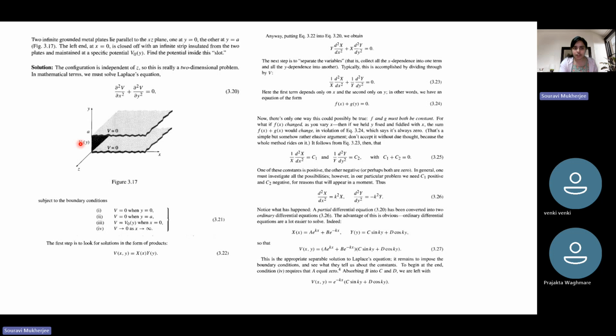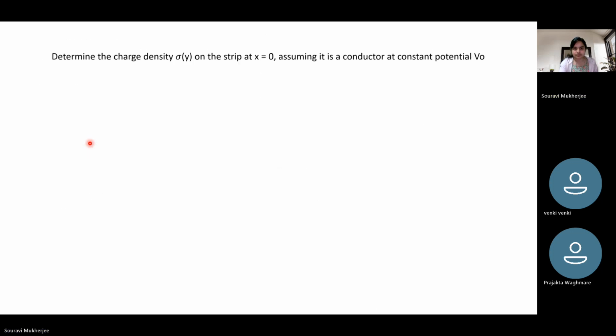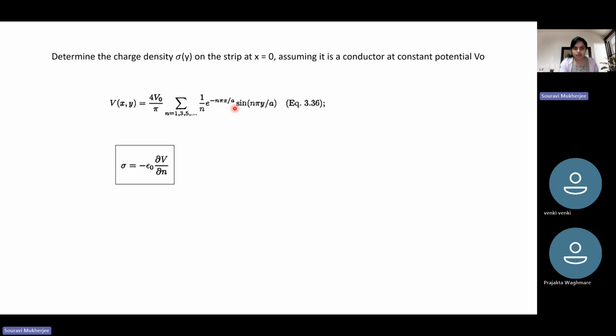The next question is, if this is at a constant potential, and now we want to find the surface charge density in this strip here, how do we find that? So this is your expression of potential. We use this relation: sigma is equal to minus epsilon naught del V del N. This gives you the charge density on the strip at x equal to 0.